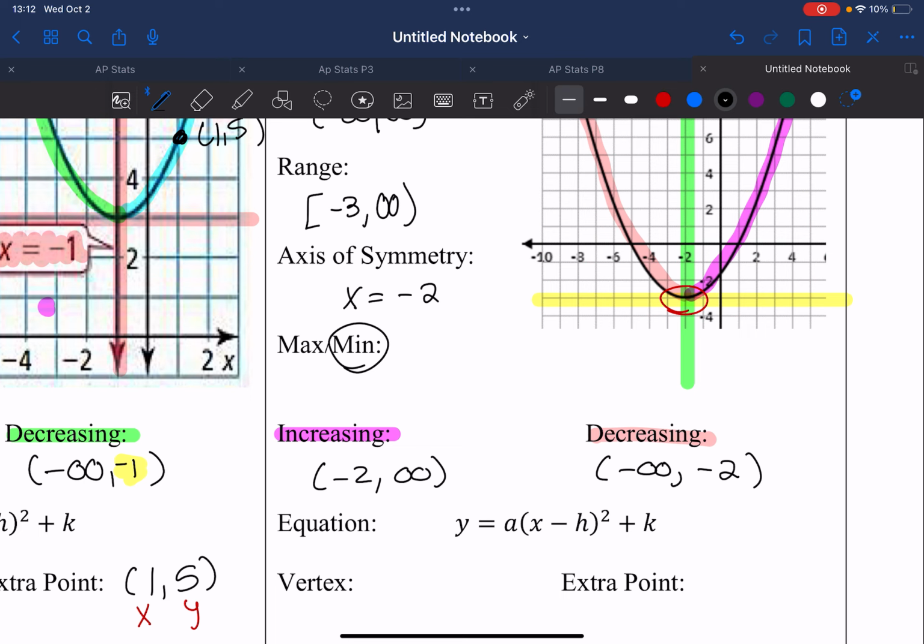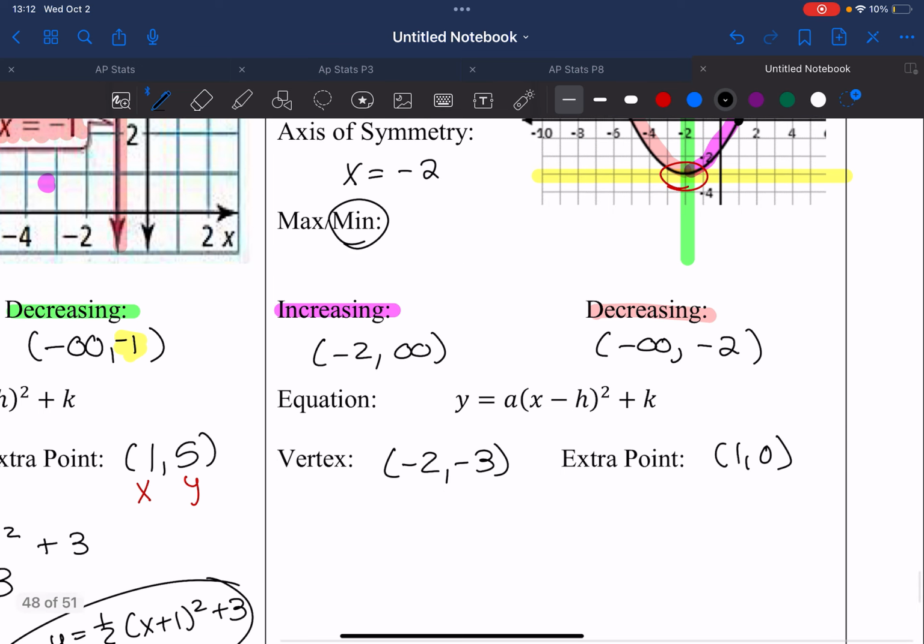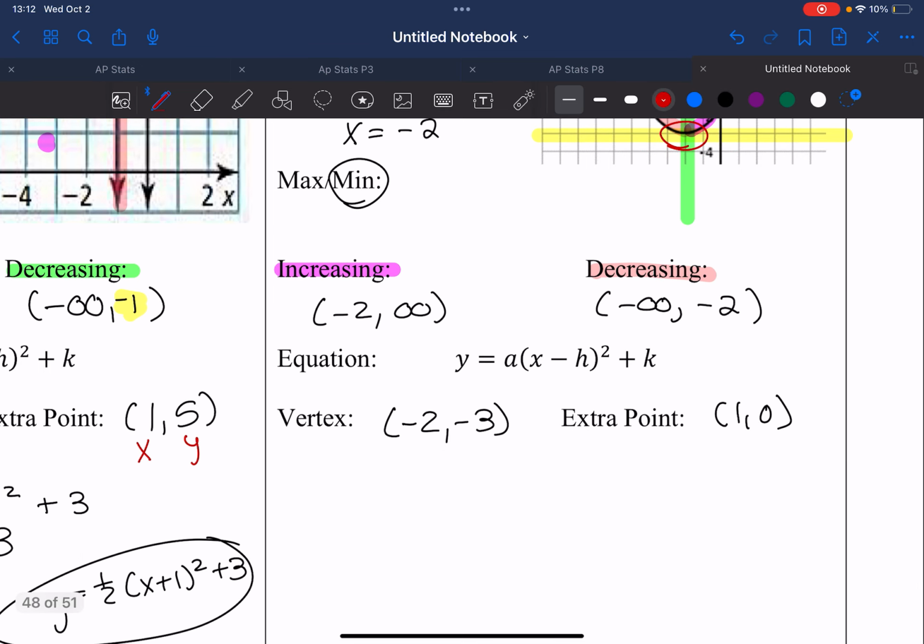Okay. Then we need to find our vertex, which is -2, -3. And then any point that falls onto this parabola. So right here, 1, 0 would be a great point. Okay, and we know our vertex is HK and our extra point is XY.